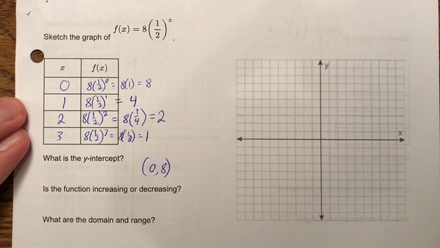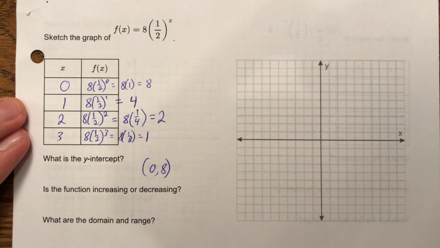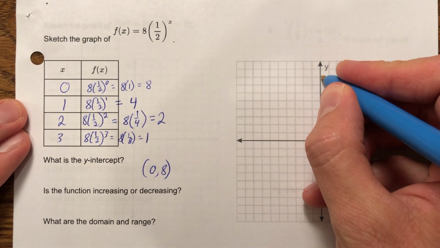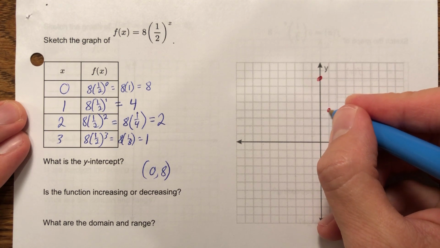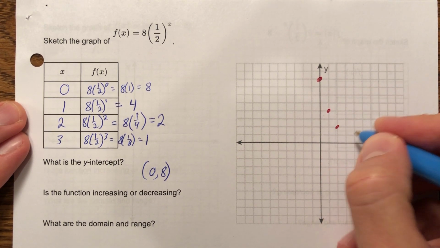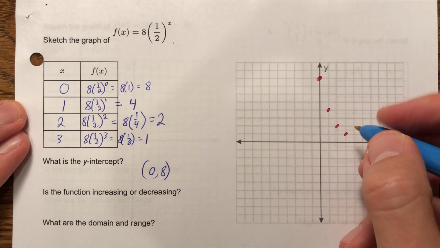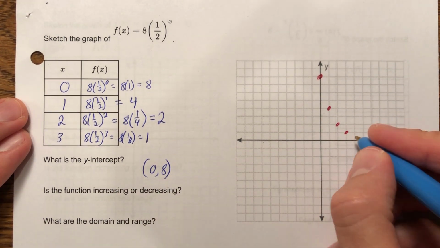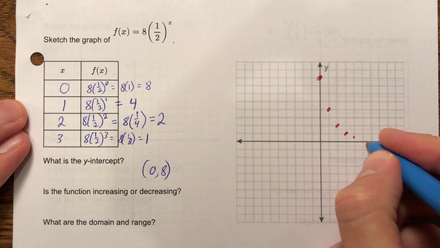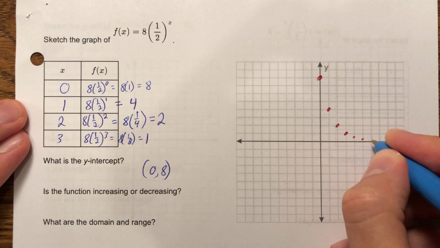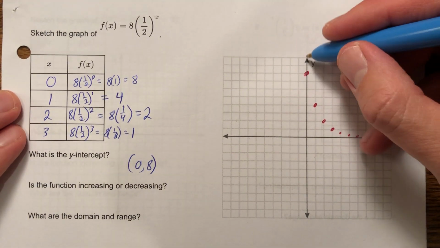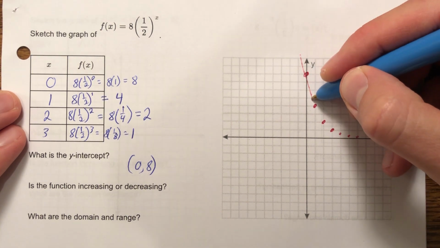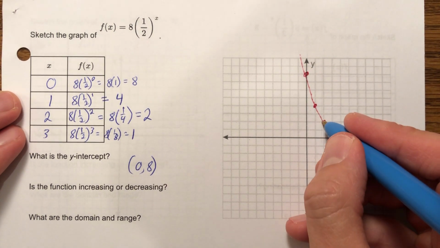So let's plot some points. This one starts at (0, 8), and then goes to (1, 4), and then (2, 2), and (3, 1), and (4, 1/2), and (5, 1/4), and (6, 1/8). Okay, I hope you know what's happening. We're getting super close to the x-axis. I am going to graph this one on Desmos in just a minute. But in the meantime, let's connect some dots. And obviously, you see that this graph is decreasing.